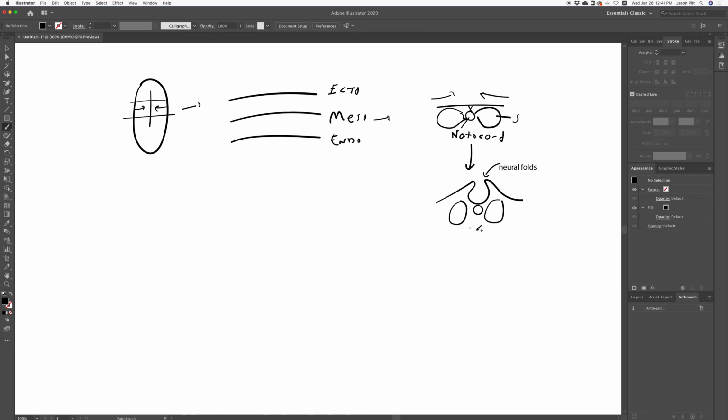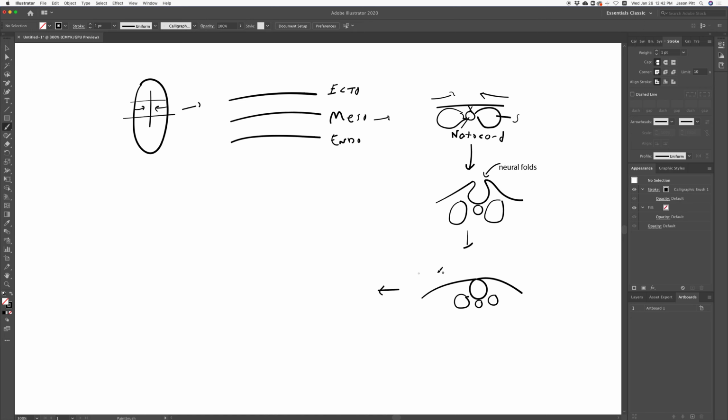All right, so let's continue over time here. Head on down. Eventually, our neural folds touch. We're not quite separated yet. Notochord on the bottom, somites on the side. Now we're going to do the old switcheroo. Anything that's future nervous system is going to stick to future nervous system. Anything that's future skin is going to stick to future skin.